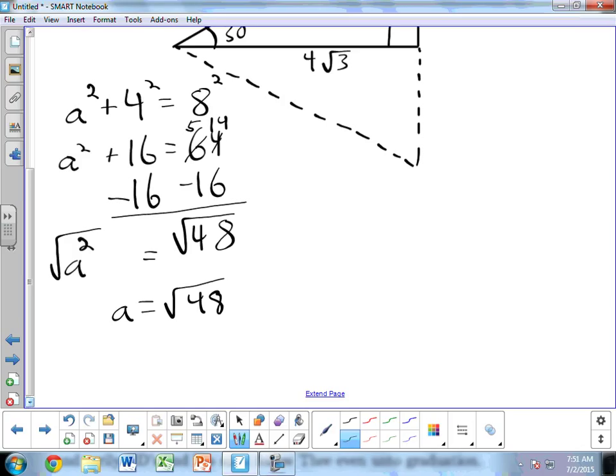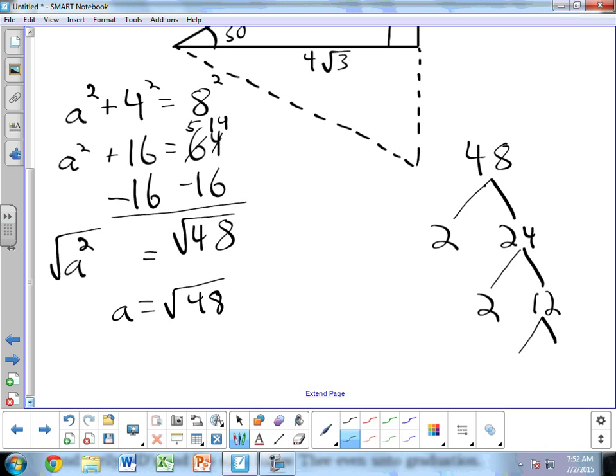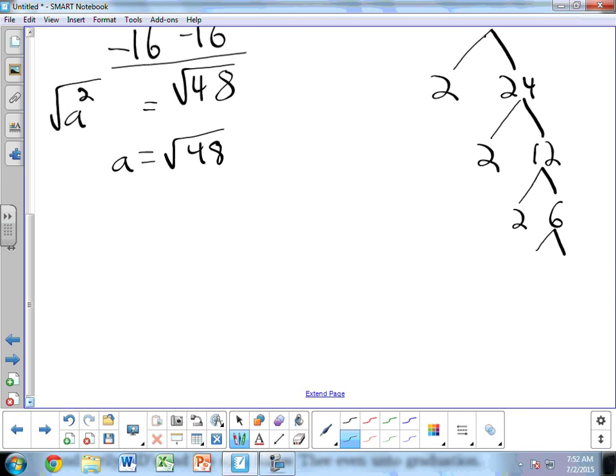Now, the question is, is the square root of 48 the same as 4 square roots of 3? Well, let's do a prime factorization of 48. And most people recognize this as the tree of factors. So 48 can be divided by 2, which gives me 24, which can be divided by 2, which gives me 12, which can be divided by 2, which gives me 6, which can be divided by 2, which gives me 3.